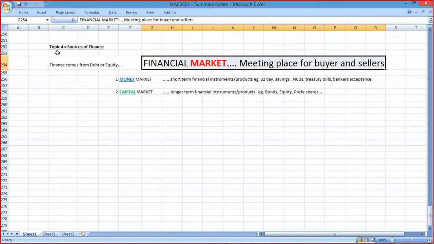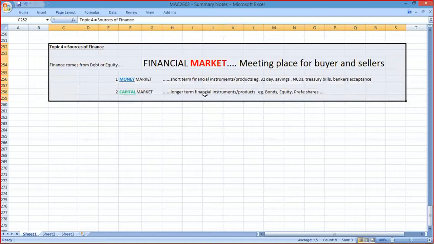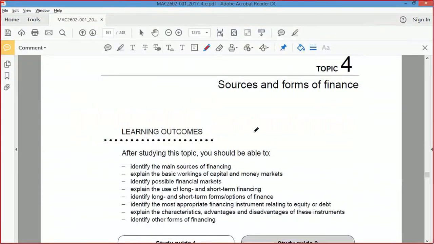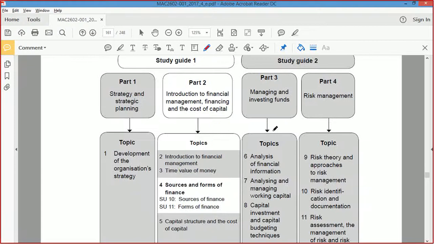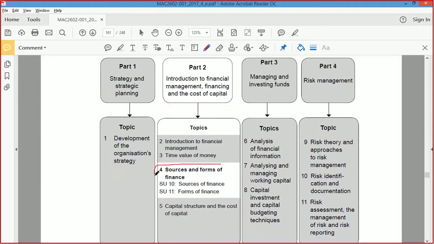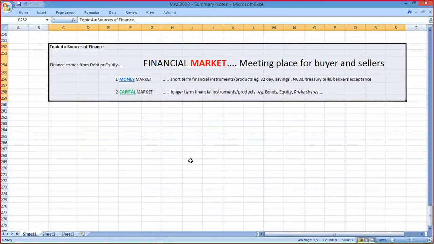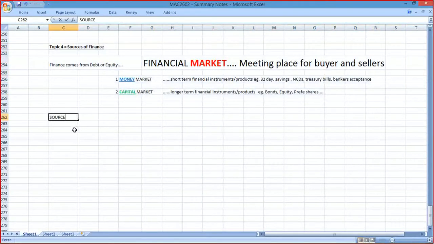And that's what you're looking at here when looking at topic 4. So topic 4 has been introduced here. Topic 4 is the focus, and they've given you sources and forms of finance. Remember topic 4 is split into a few different chapters. Topic 4 has 2 study units, study unit 10 and study unit 11. Next week we'll start with forms of finance. Tonight we're just introducing the sources of finance. Source means where we're getting something from. Do you agree? The source is the where.